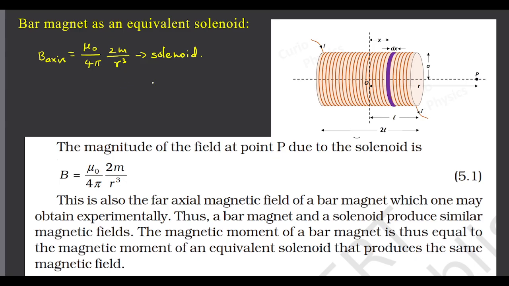What if we consider a bar magnet and find the magnetic dipole moment? The magnetic field along the axis of the bar magnet is given by mu naught by 4 pi into 2m by r cube. So this is the formula for magnetic field along the axis of the dipole or the bar magnet. Look at this, both the formulae are the same. That's why we compare a solenoid with a bar magnet. A current carrying solenoid behaves as a bar magnet. Even along the equatorial line you can calculate, they will give the same value of magnetic field.